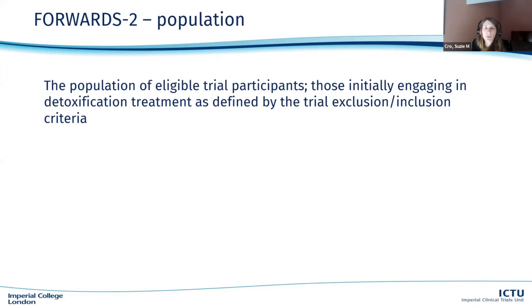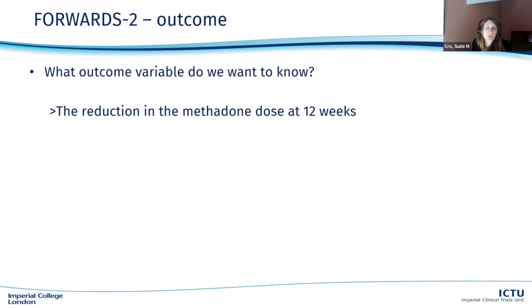Now the population was to be broad, the population of eligible trial participants. So that's all those engaging in detoxification treatment as defined by the trial inclusion and exclusion criteria. So this wasn't to be restricted by a baseline characteristic or a potential intercurrent event. So the outcome was a reduction in the methadone dose at 12 weeks.